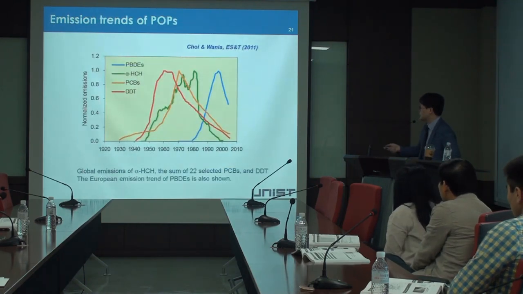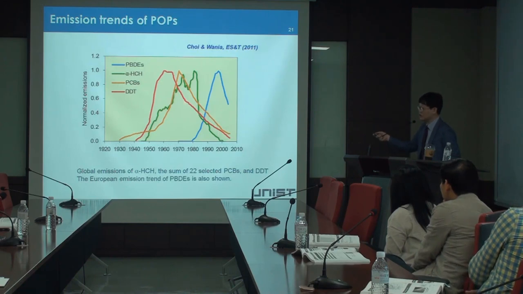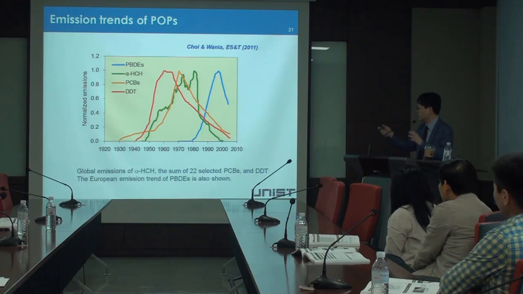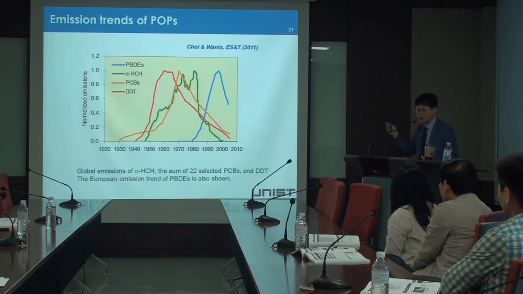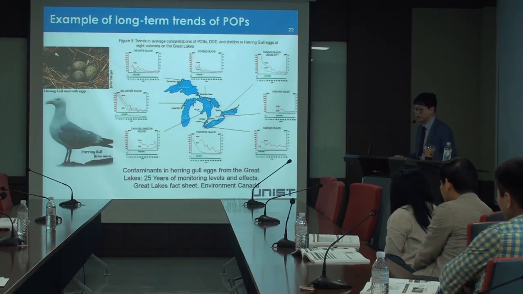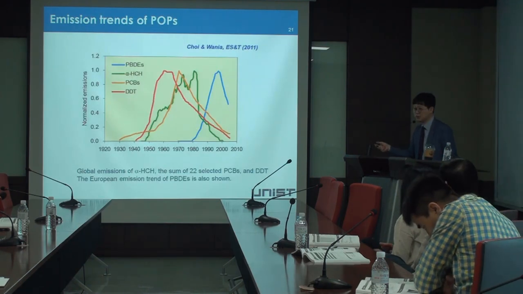So, emission trend of POPs. There is a commercial product chemical with increasing emission, a fast increase. So it means that the government or national agencies become aware that they are toxic, so they ban the use of the chemical. After that, there is a sharp decrease of the emissions. So all the POPs show similar temporal variations. This is some evidence of POPs decrease in the United States. Okay? There is a sharp decrease through this emission profile.